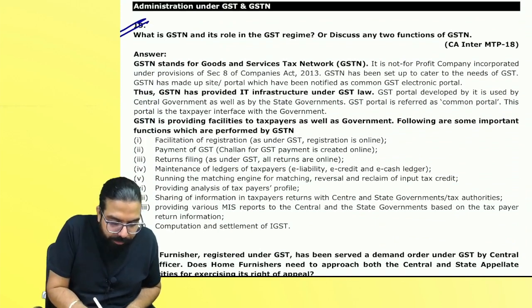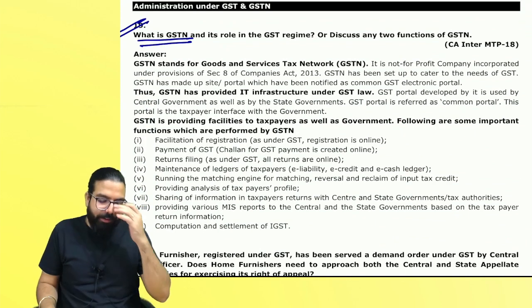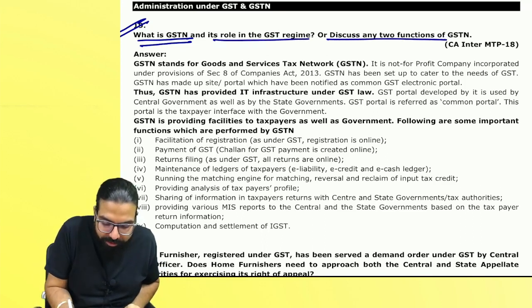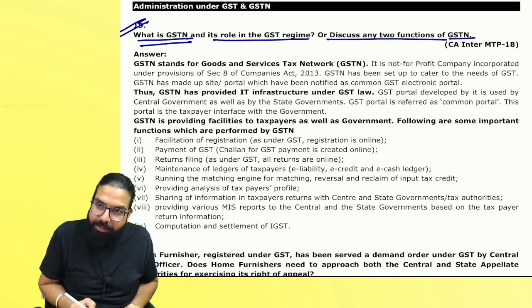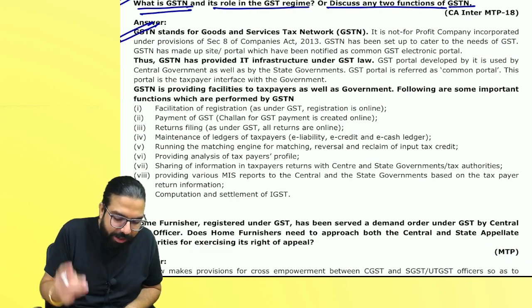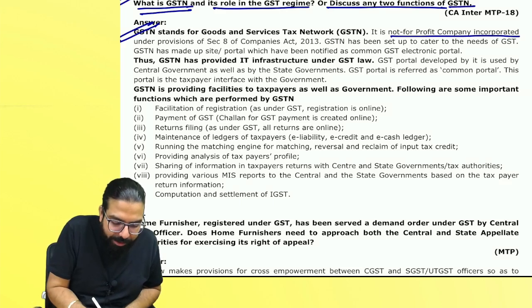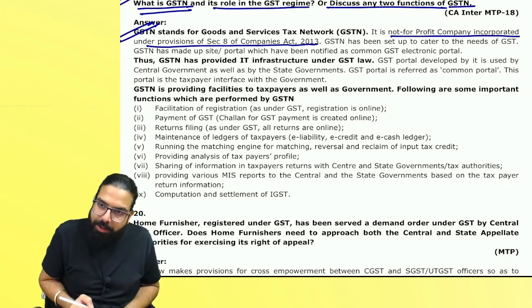What is GSTN, the Goods and Services Tax Network, and its role? Or discuss any 2 functions of the GSTN. GSTN stands for Goods and Services Tax Network. It's a not-for-profit company incorporated under Section 8 of the Companies Act.